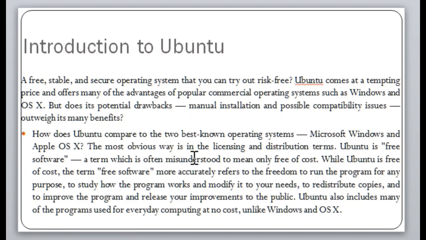The most obvious way is in the licensing and distribution terms. Ubuntu is free software, a term which is often misunderstood to mean only free of cost. While Ubuntu is free of cost, the term free software more accurately refers to the freedom to run the program for any purpose, to study how the program works and to modify it to your needs, to redistribute copies, and to improve the program and release your improvements to the public. Ubuntu also includes many of the programs used for everyday computing at no cost, unlike Windows and OS X.